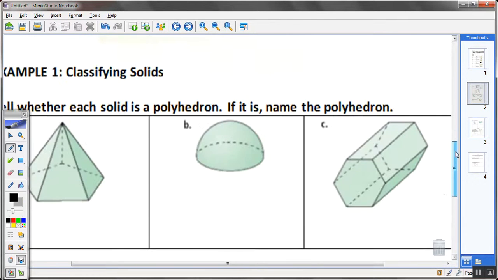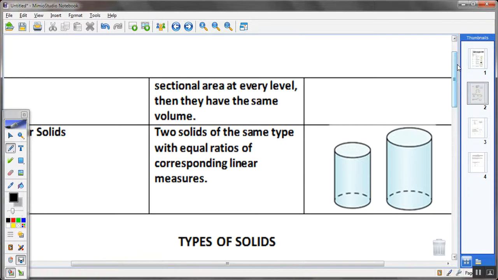Same cross-sectional area at every level, then they have the what? Same volume. Same volume. And we'll look at some examples like this in a little bit, okay? What's the name of that principle? Cavalieri's. It simply states, if you have one that's standing straight up and down, and then one that was maybe slanted like this, but it still had the same circles there, it would still have the same volume, okay?